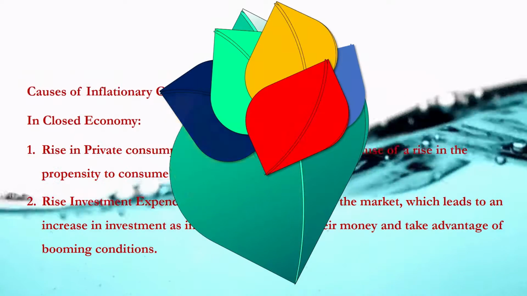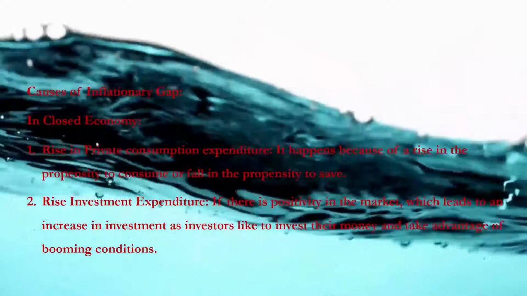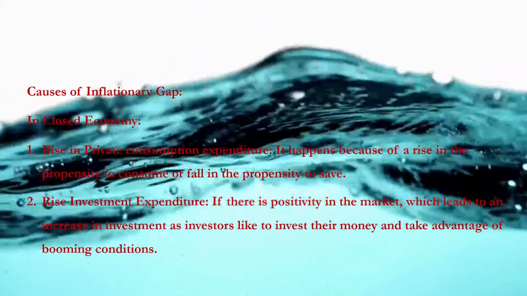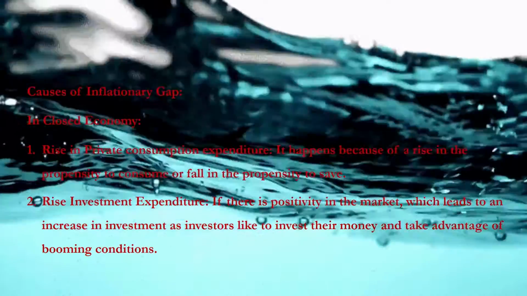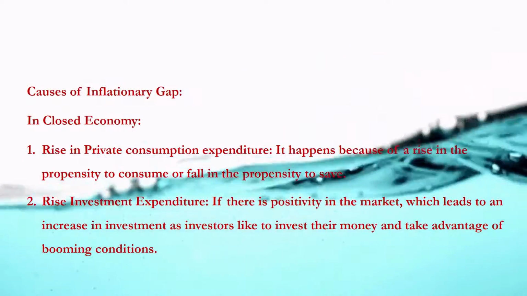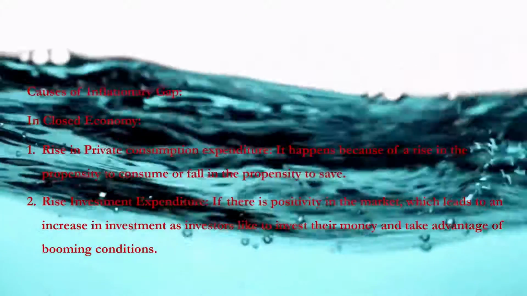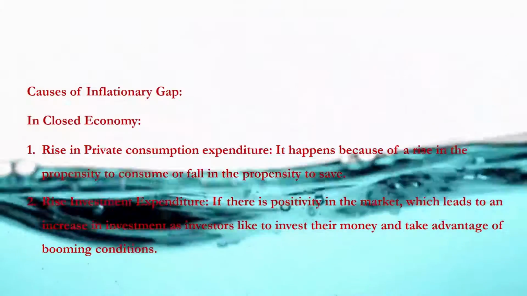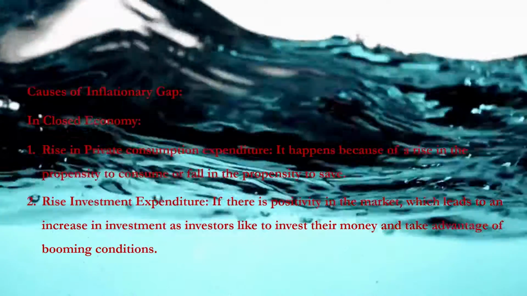Causes of inflationary gap in a closed economy. 1. Rise in private consumption expenditure. It happens because of a rise in the propensity to consume or a fall in the propensity to save. 2. Rise in investment expenditure. If there is positivity in the market, which leads to an increase in investment as investors like to invest their money and take advantage of booming conditions.